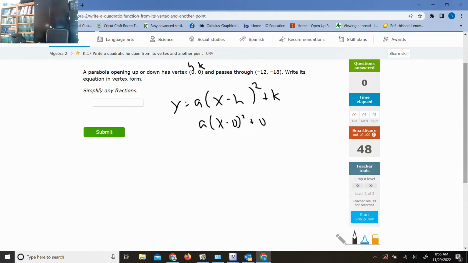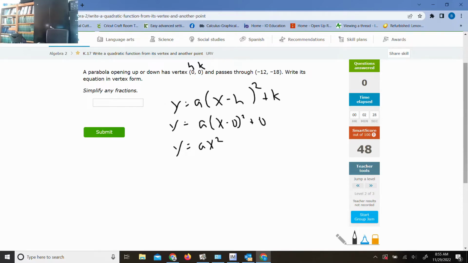Are we okay with that substitution? Now you should clean that up a little bit. What's x take away 0? It's not 0, it's just x. This is a times an x that is squared, and it has this plus 0. If I clean it up just a little bit, that makes the next step easier.